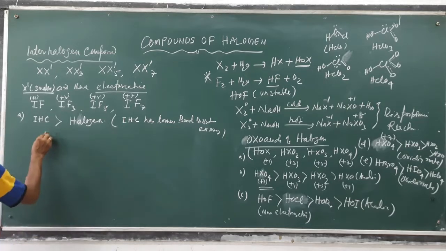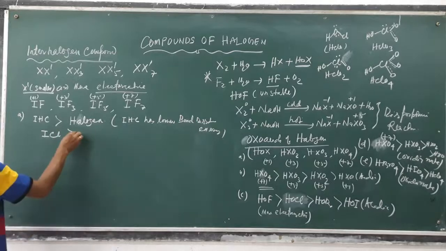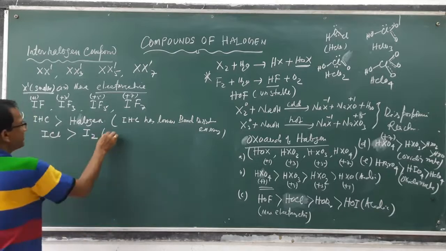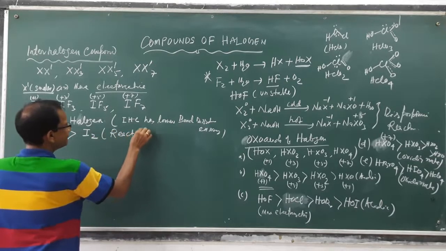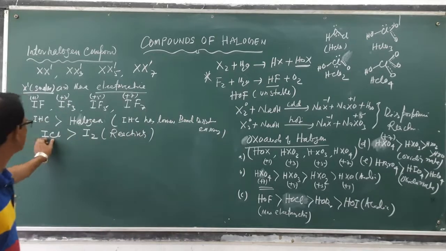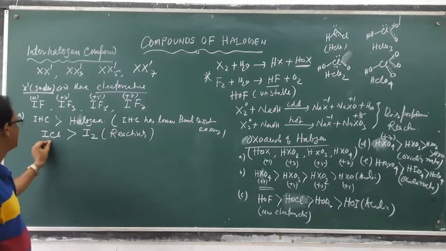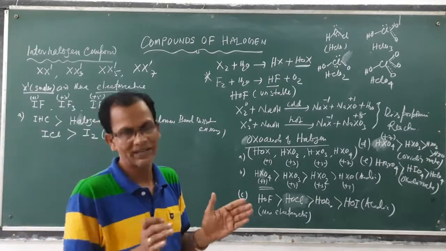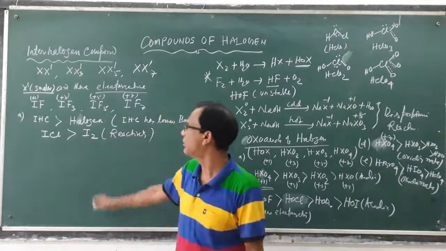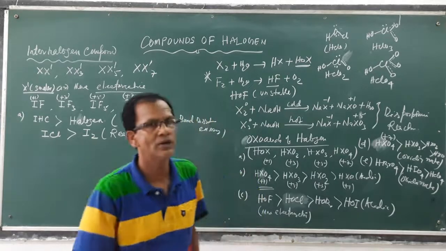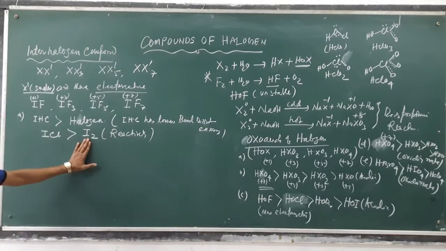For example, ICl is more reactive than I2. ICl is more reactive, that is its reactivity. ICl is more reactive than I2 because the bond dissociation energy of ICl is less than I2, because one atom is smaller and another is larger. Due to this difference in size, the bond dissociation energy of ICl is lower than I2. That's why ICl is more reactive than I2.